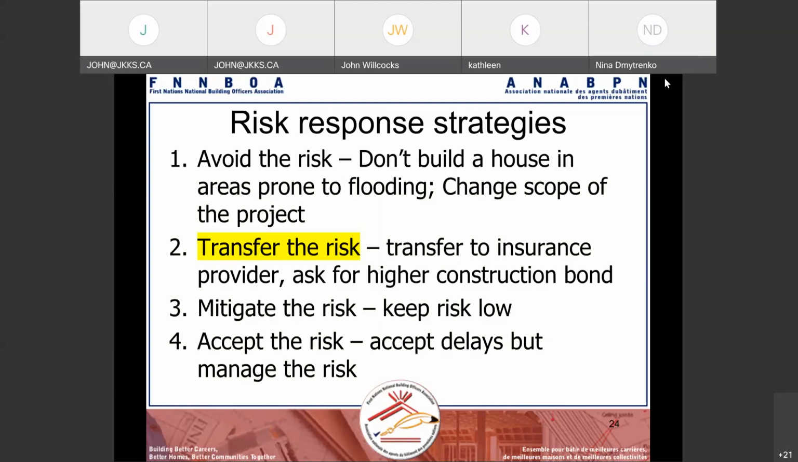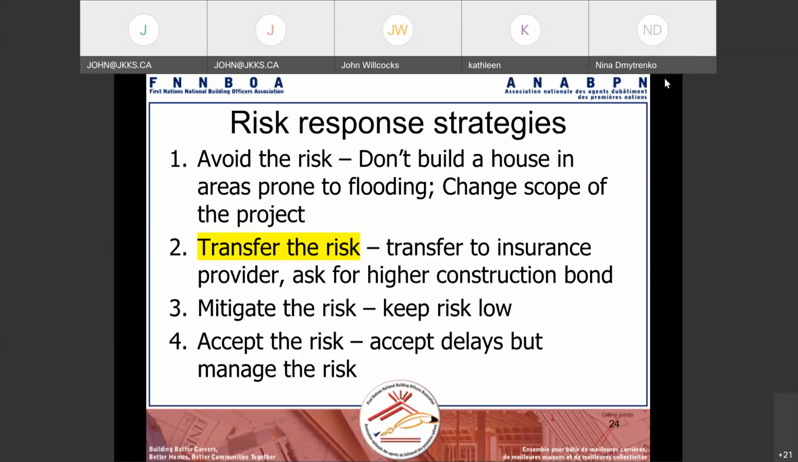The third one is to mitigate the risk. So keep the risk low. How do we move forward by keeping the risk low? So if you're having a construction project, a risk mitigation would be, for example, you would build in the summertime versus the wintertime.